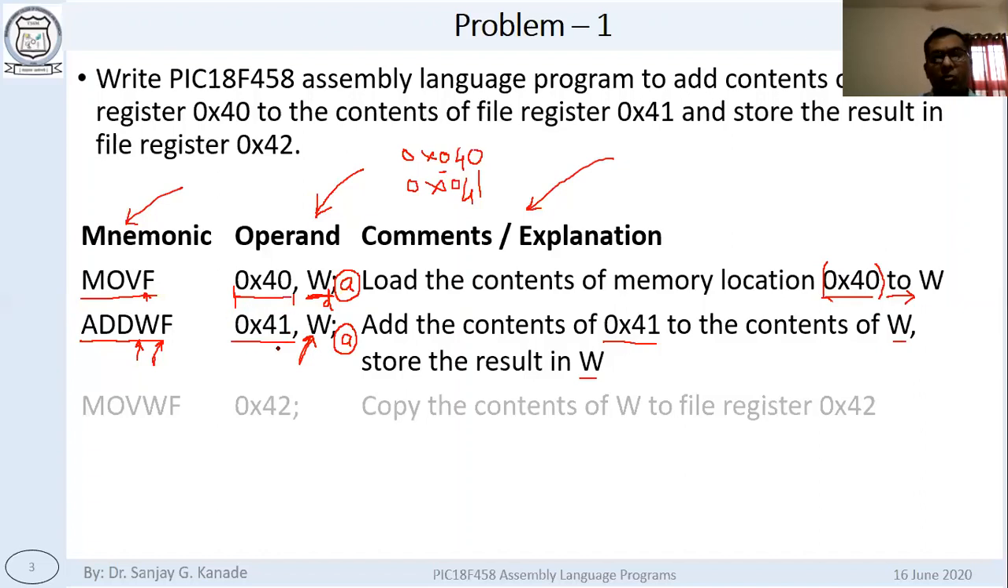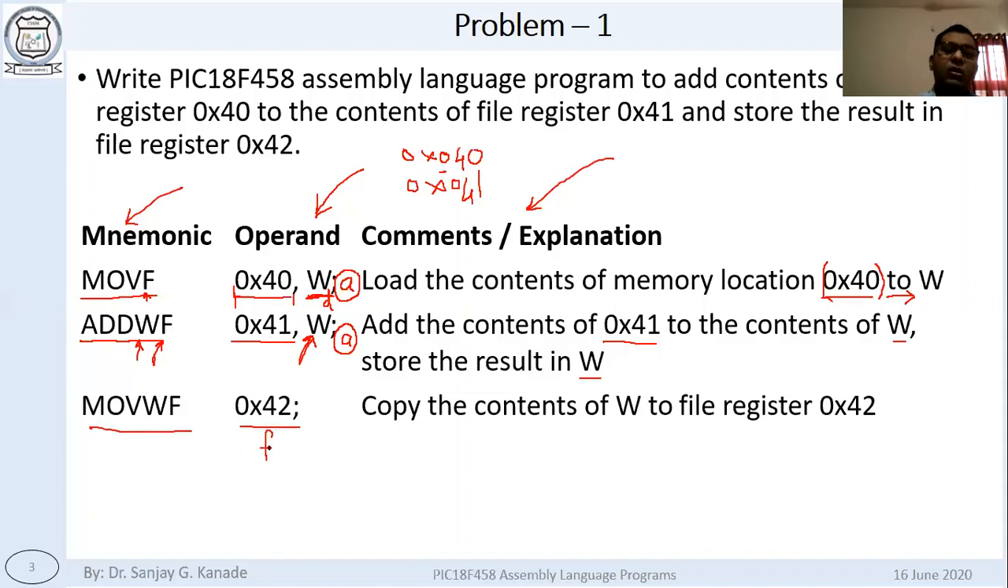But our next step has to be what? The result we want to copy to 42. That's why we keep the result in W, and in a single instruction further we'll copy the contents of W to file register 42. So for that we have this instruction, MOVWF 0x42. This is the F.